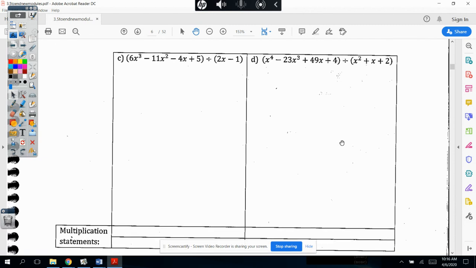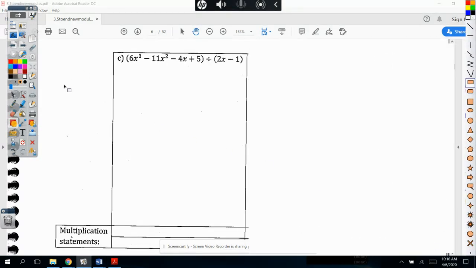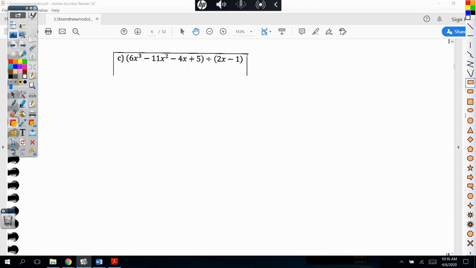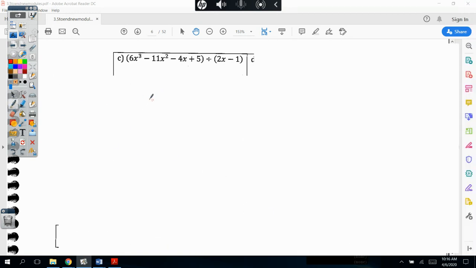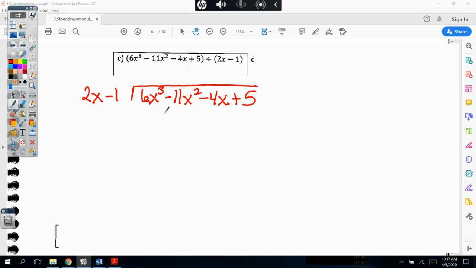C here has a coefficient, which makes it a little bit trickier. Not too bad, though. Rewrite. Okay, it's a binomial still, 2x minus 1. There are 2 pieces. We will start 2 in.